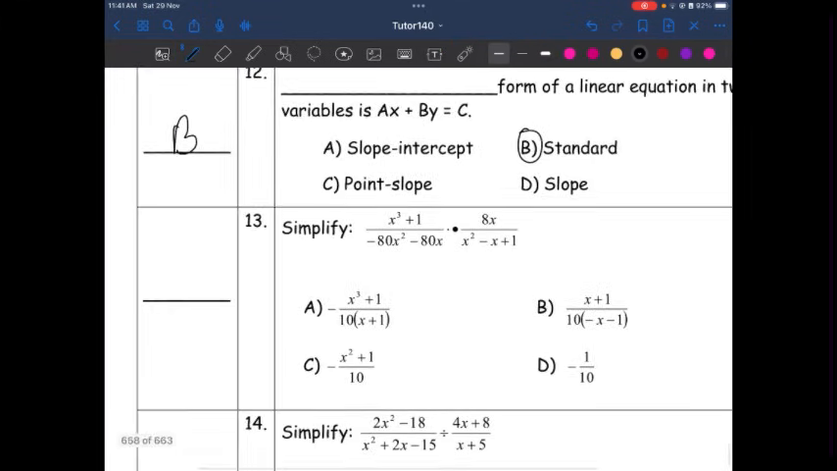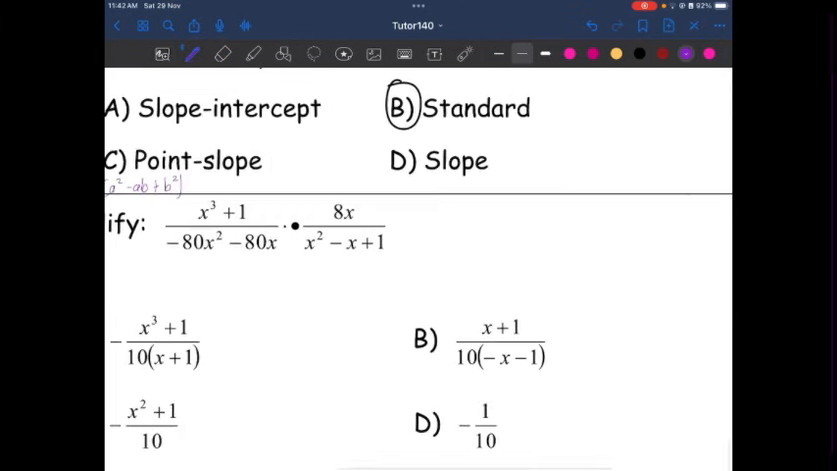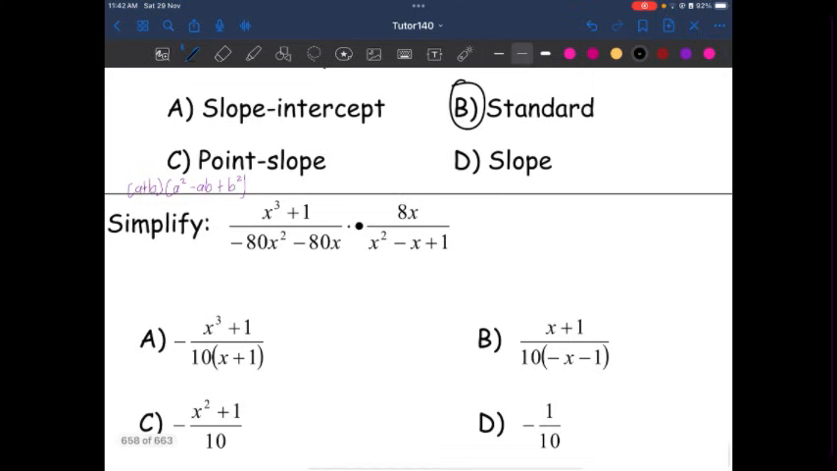Okay, so number 13, simplify. Okay, I see a sum of cubes up here. And we know the formula for sum of cubes. That's a plus b, a squared minus ab plus b squared. So x cubed plus 1, I can just write it over here. That would be, a is x, so that'll just be x plus 1.